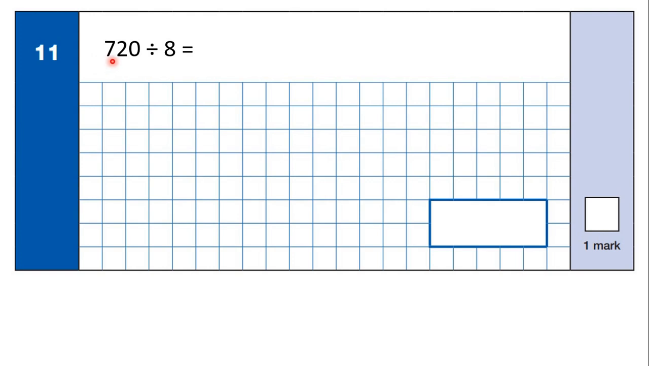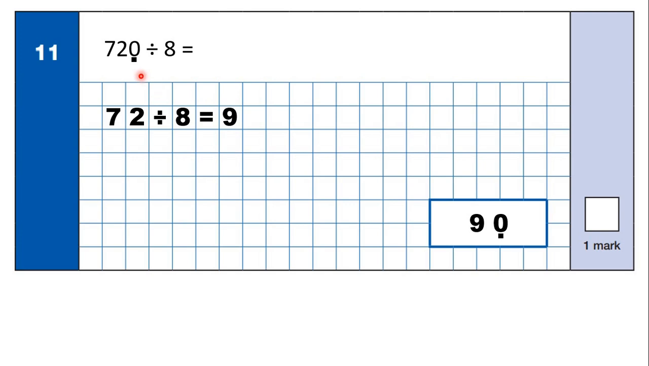Question 11. 720 divided by 8. If we know that 72 divided by 8 is 9, because 9 times 8 is 72, then we know that our answer must be 90, because 72 divided by 8 is 9, and if we have one 0 in our dividend, we need one 0 in our answer.